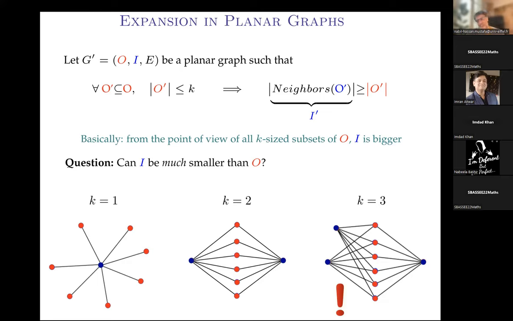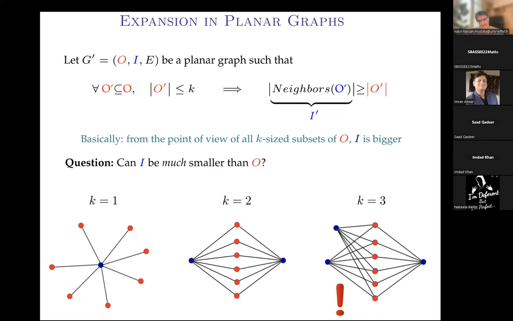So now the question is, for k equal to 3, can you come up with an example? What's the worst case you can construct for k equal to 3? By that, I mean I want to minimize my number of blue vertices and maximize my number of red vertices, but maintaining the property that all red subsets of size at most 3 see at least that many blue vertices, and the graph is planar. Under those constraints, how unequal can I make the red and the blue vertices?